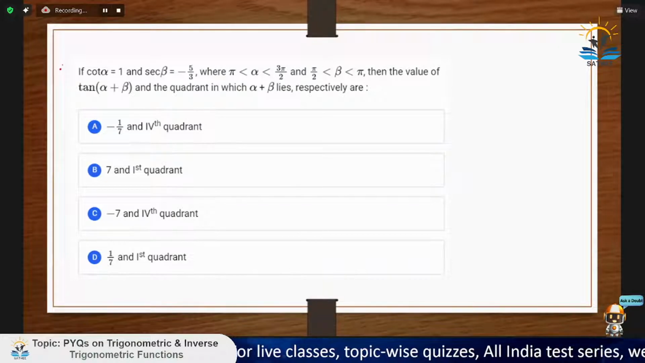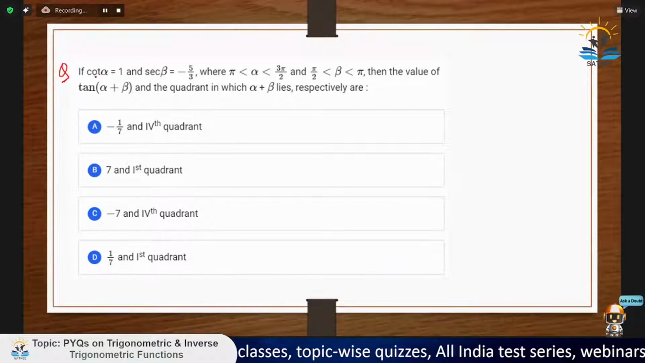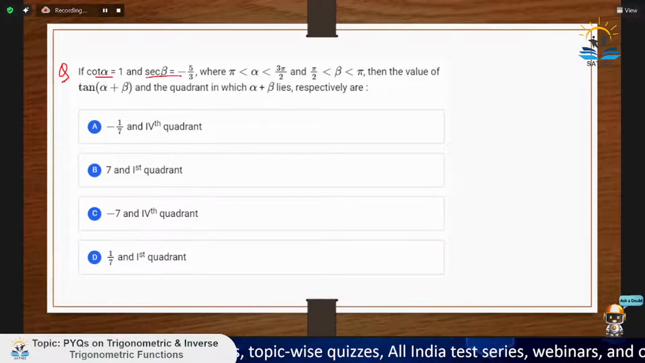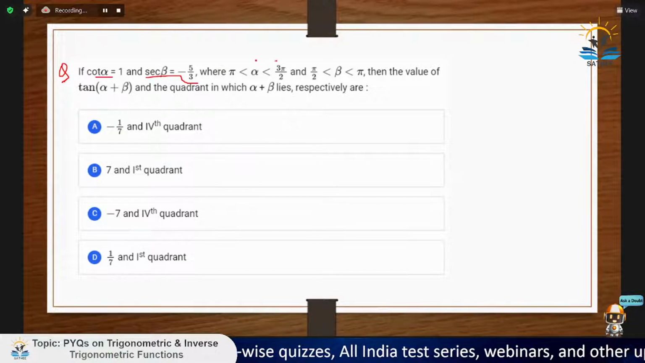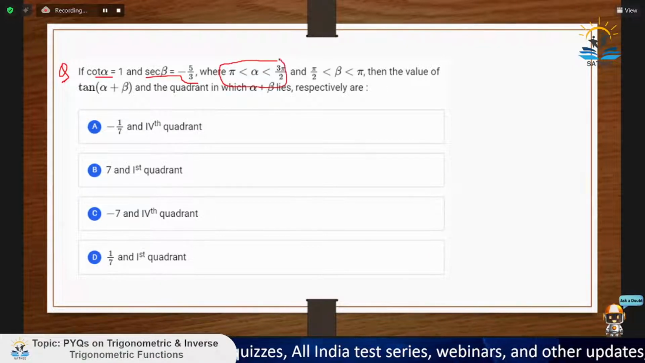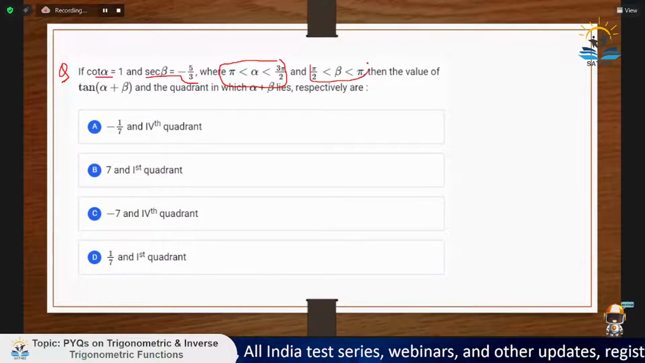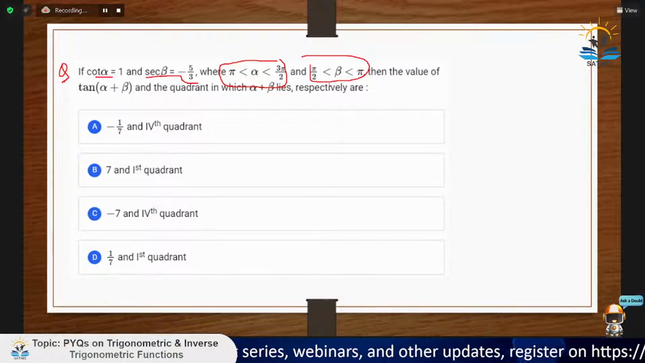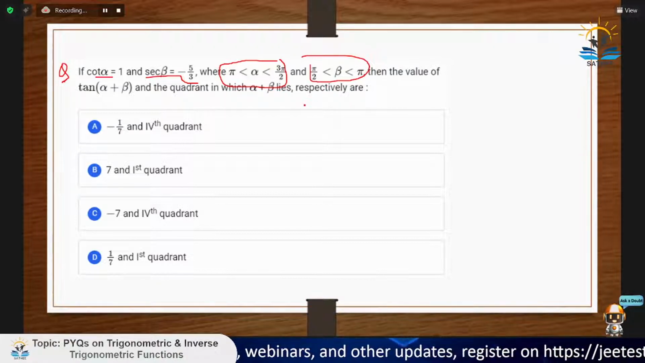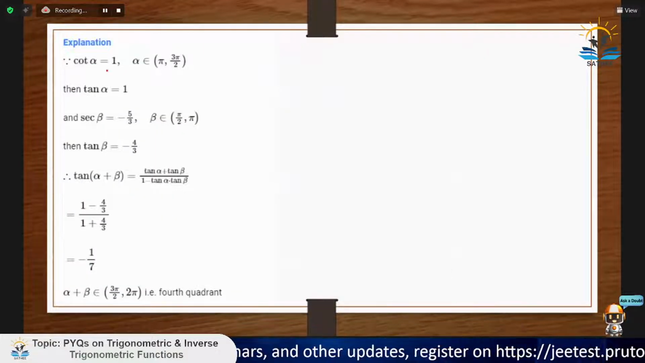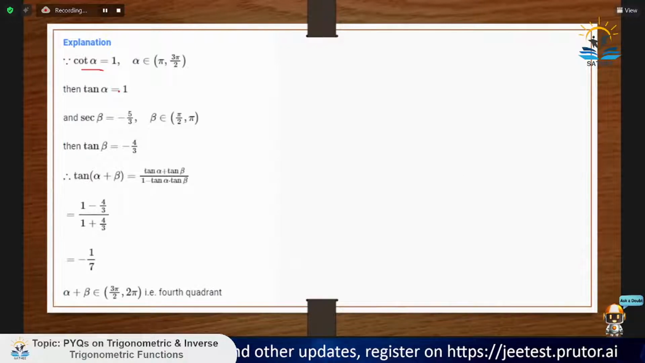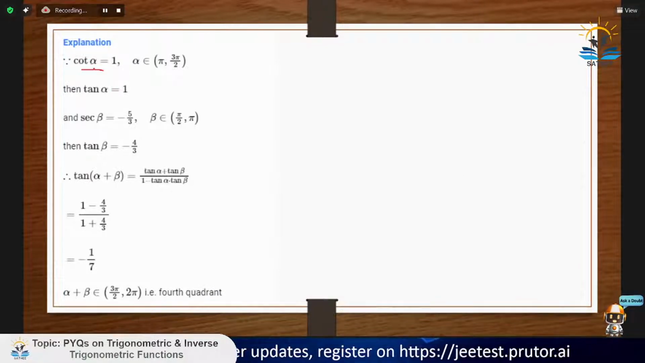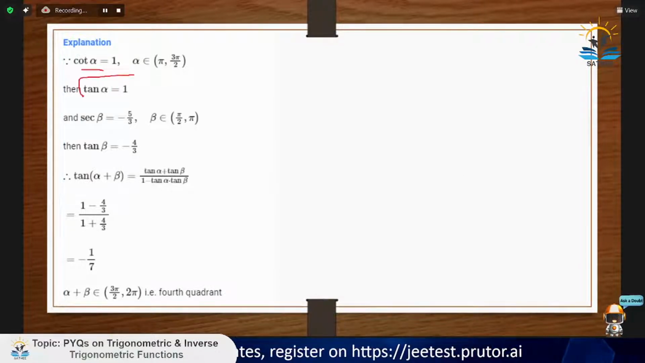Moving ahead. If cot alpha is equal to 1 and sec beta is equal to -5/3, where alpha is between pi and 3 pi by 2, and beta is between pi by 2 and pi, then the value of tan of alpha plus beta is equal to how much? Okay, so here cot alpha is given as 1, so tan alpha will also be 1, because I know that cot is nothing but 1 upon tan.